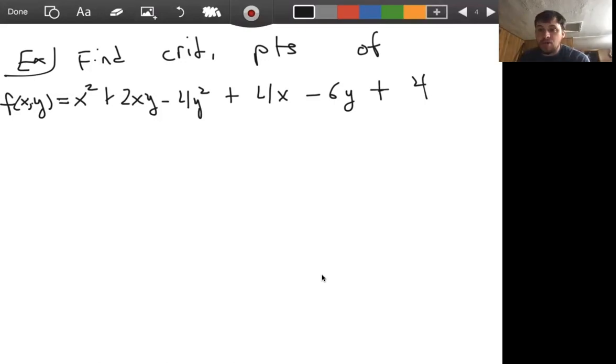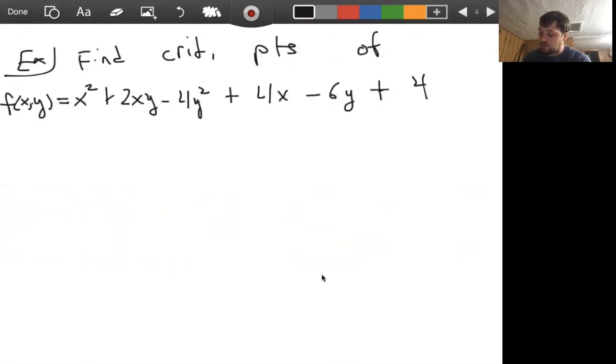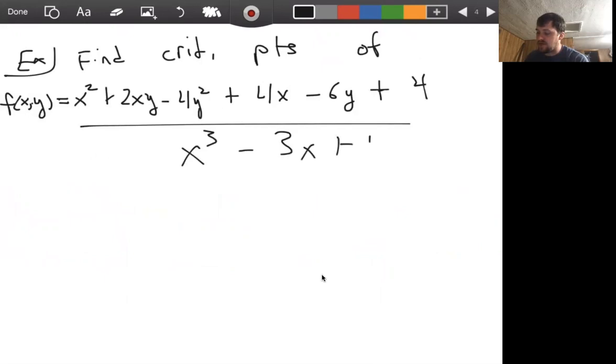And this is a polynomial in two variables, which is defined in the entire xy plane, right? Any value of x and any value of y will spit out some defined output. So that means we don't really need to consider the second case. In general, you may need to consider the second case. Like if we were trying to find critical points of something like x cubed minus 3x plus 1 over something, there are x values where this could be undefined, right? And so then you would need to consider the second one.